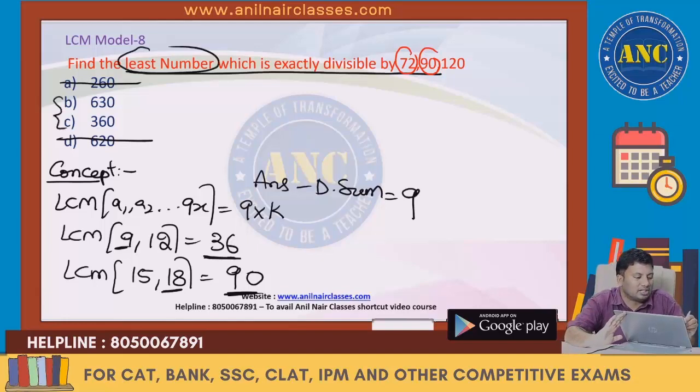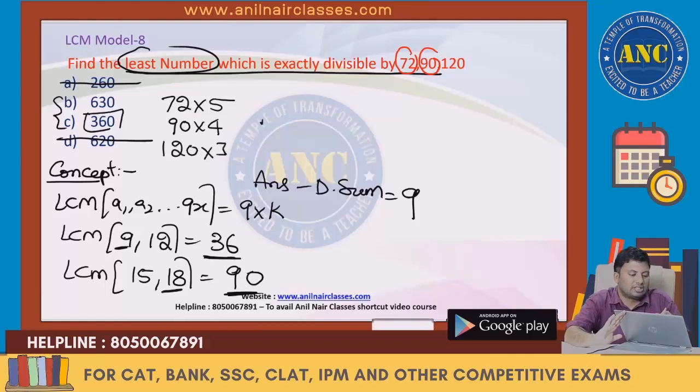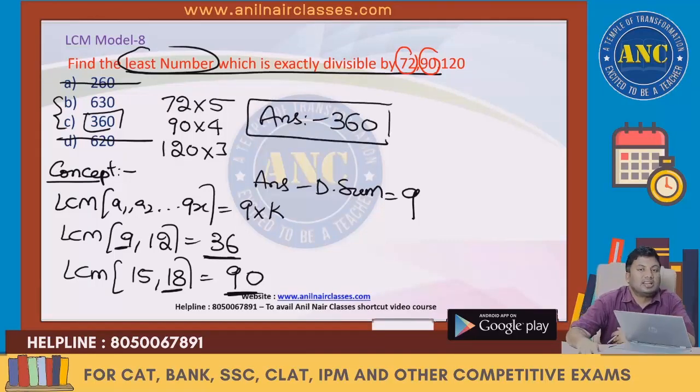Let me take the smallest number, 360. 360 is 72 into 5, 90 into 4, 120 into 3. All three cases possible. Answer is 360. You don't need to find out the LCM and everything. If one number digital sum is 9, LCM answer will also have digital sum 9. Option A and option D are eliminated.